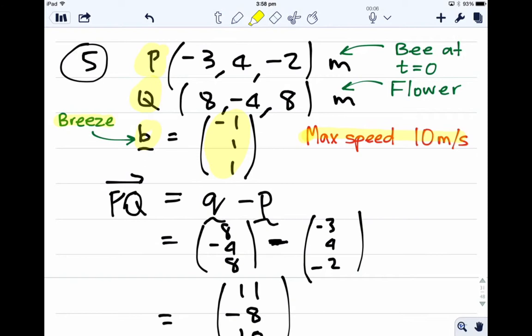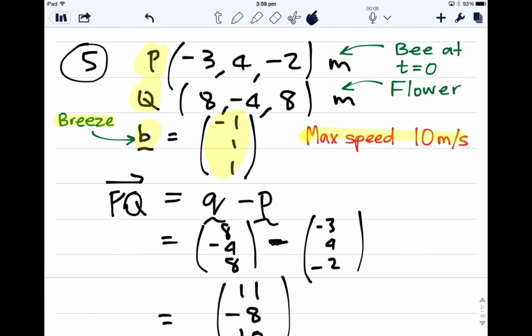So if the bee just sets off on a direct course from P to Q, it's not going to make it because the breeze is going to blow it off course. So there's a bit of vector stuff going on here. This is a cool question, so let me take you through it. I've got two different ways of doing this question, and I want you to appreciate both ways of doing it, and it involves using your calculator as well.